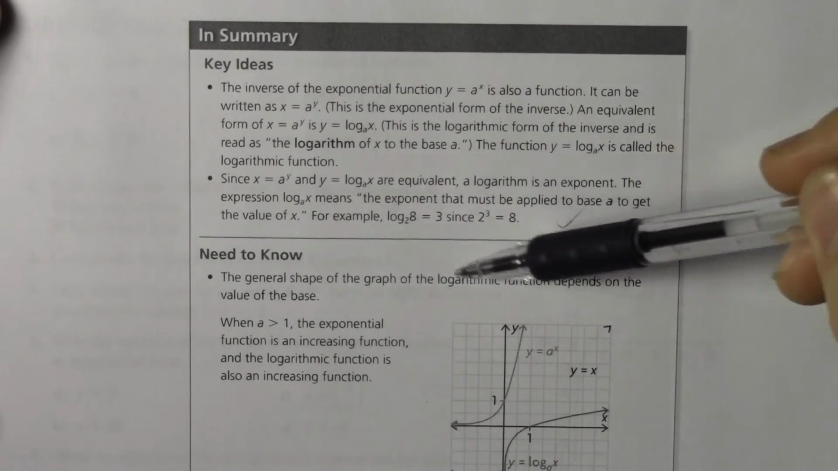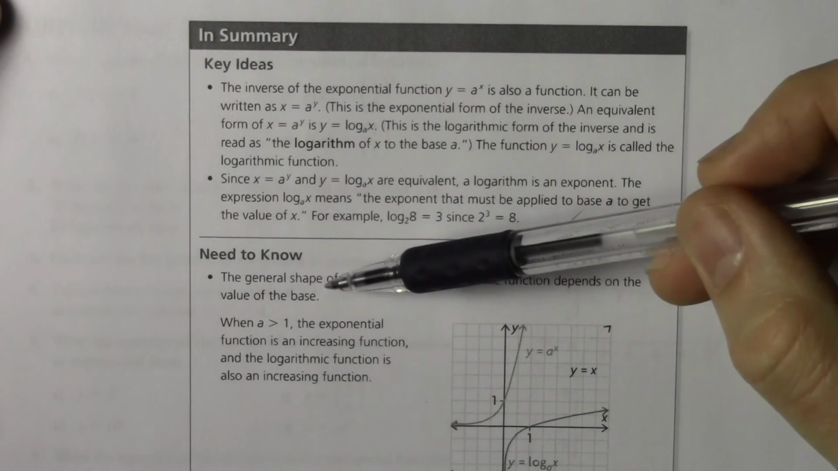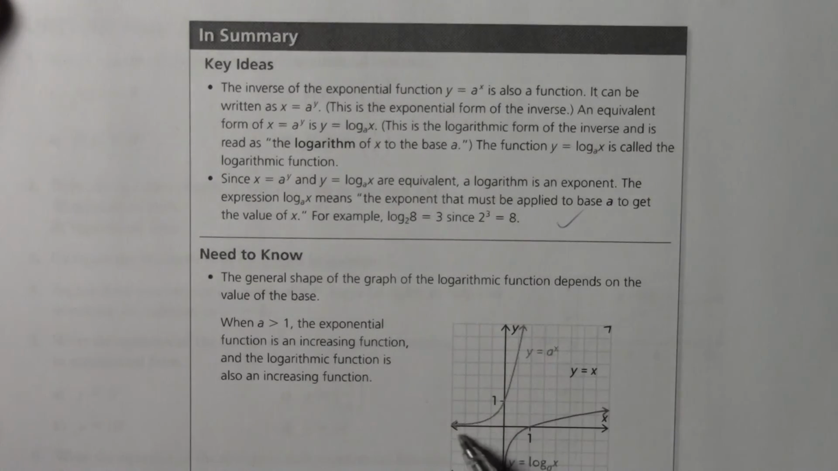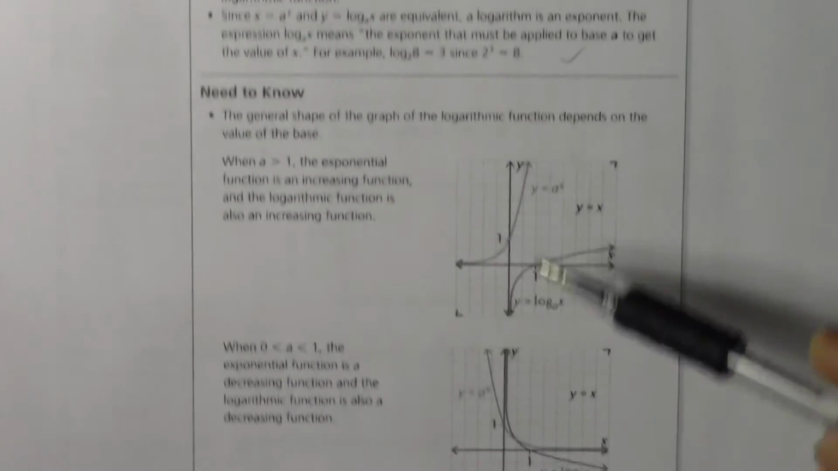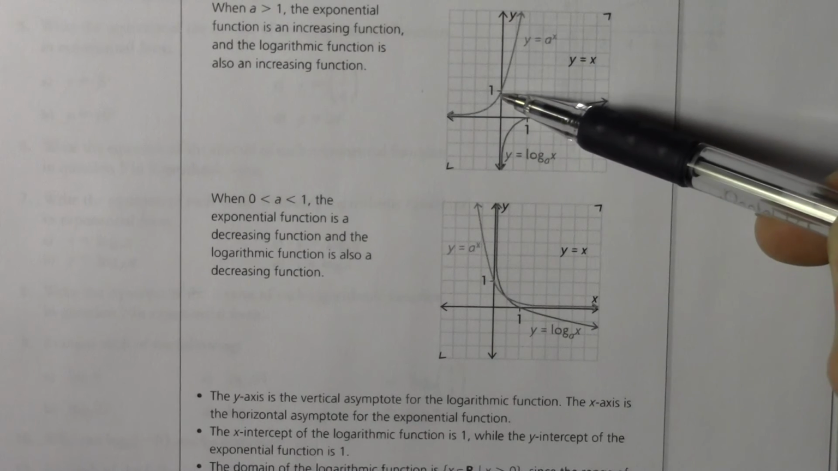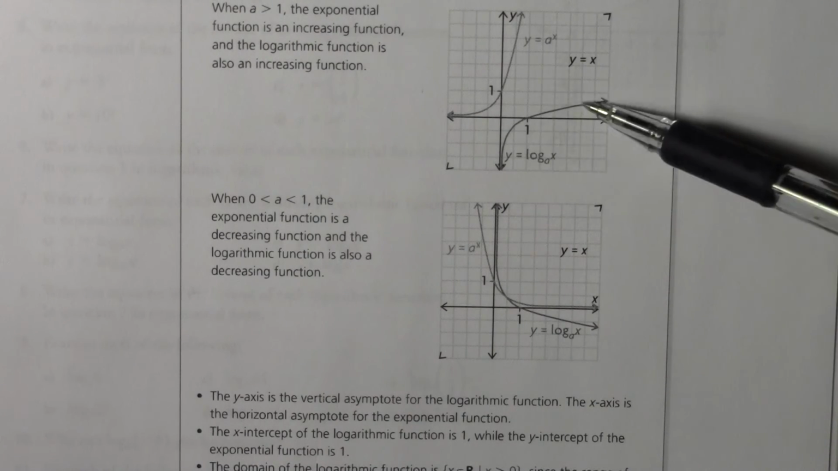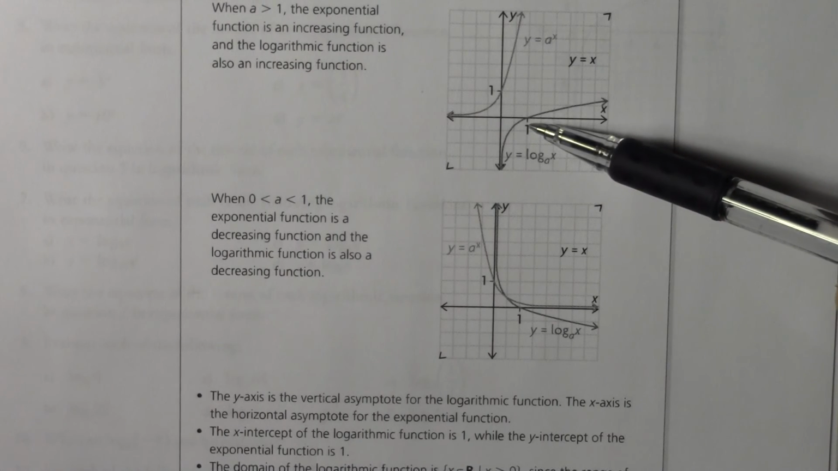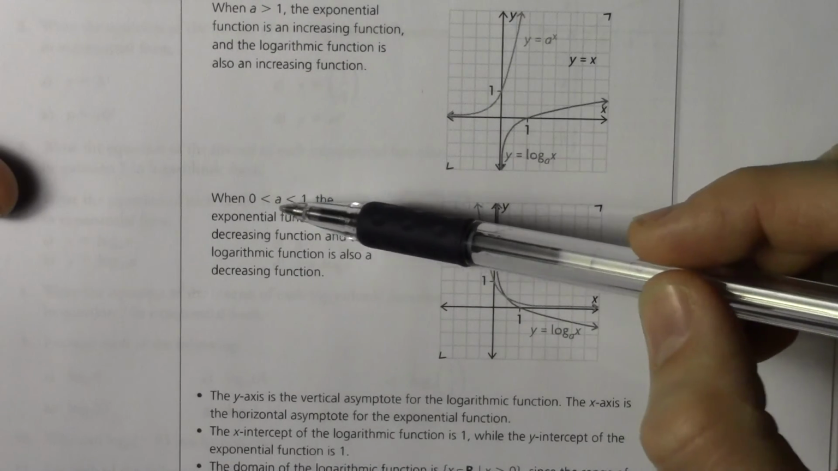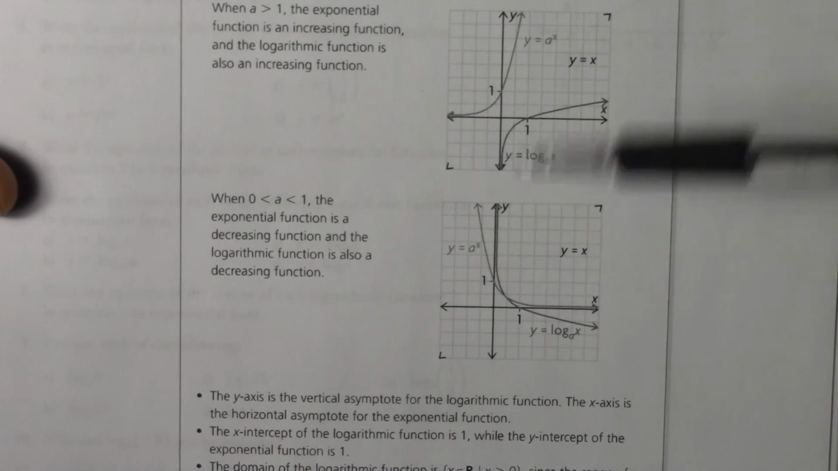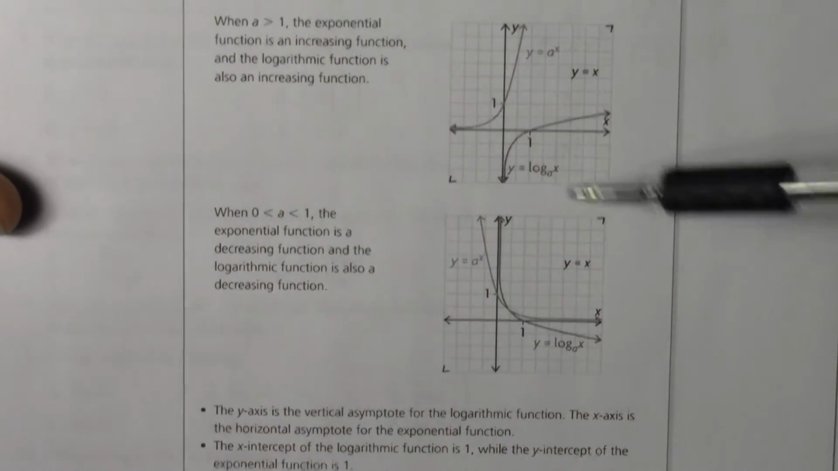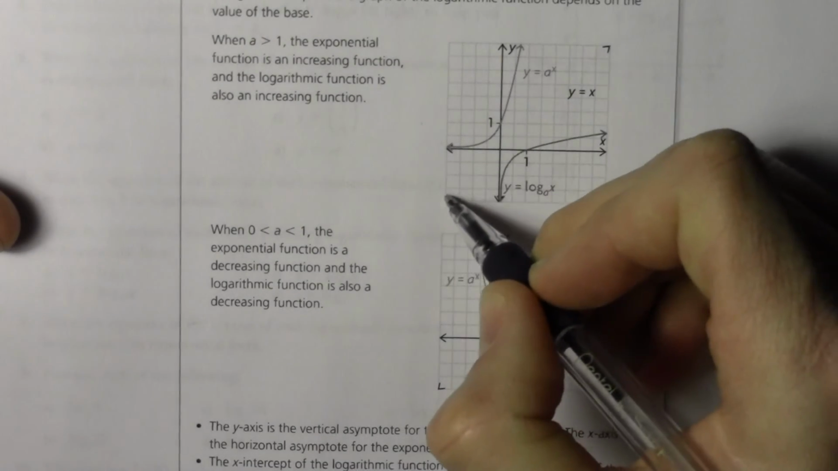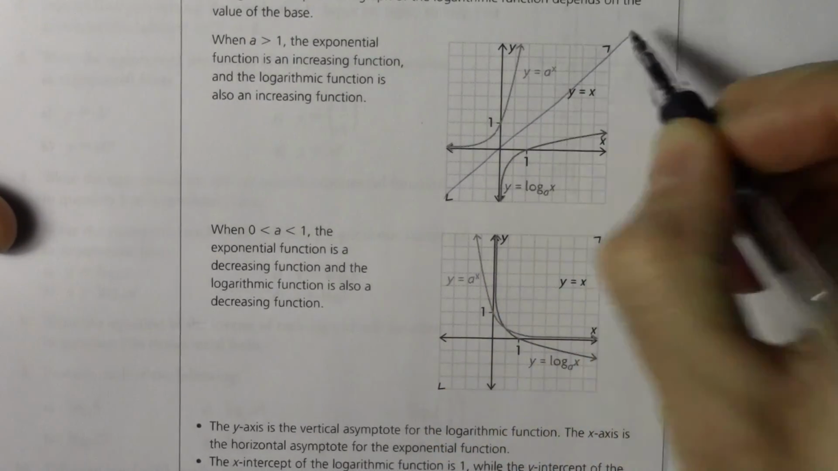The general shape of the graph of the logarithmic function depends on the value of the base. When a is greater than 1, the exponential function is increasing. So we get this pattern happening, and we cross through 1, 0. We get this pattern for the inverse happening when a is greater than 1. And we cross through 1, 0. 0, 1, 1, 0. When a is a fraction, we get the opposite happening. We get a reflection across the y of the whole number. And then we get the same pattern of reflection across y equals x.